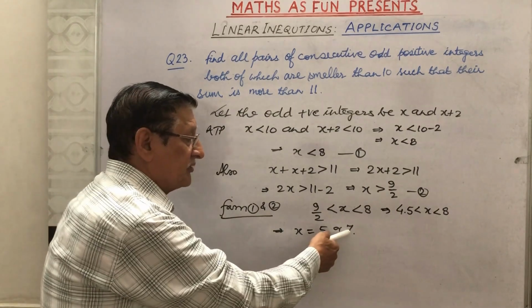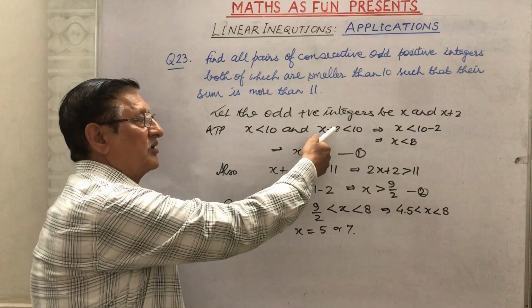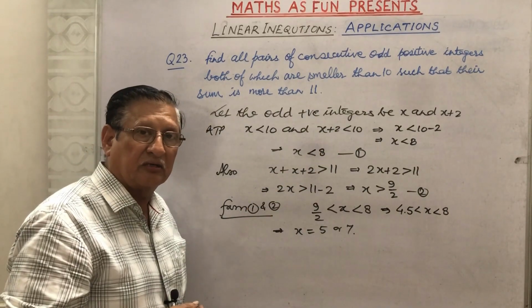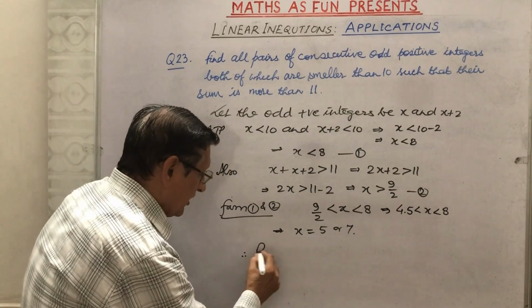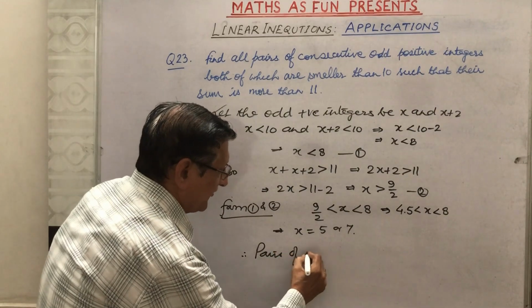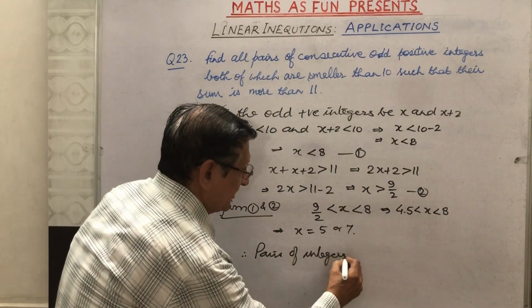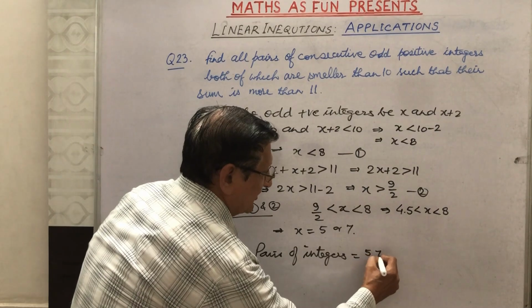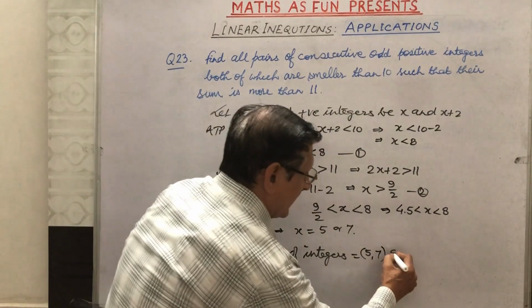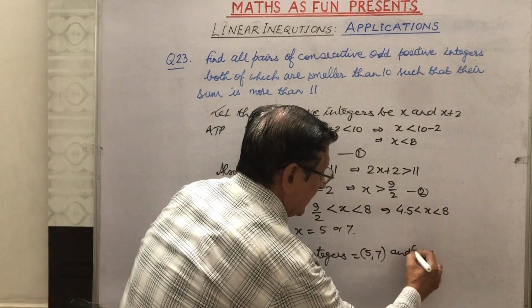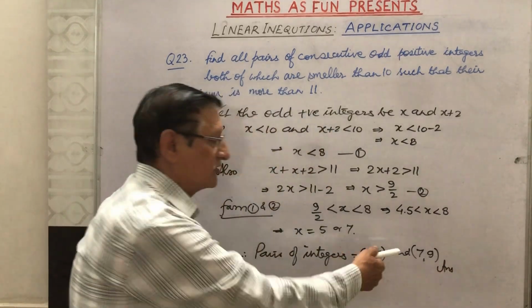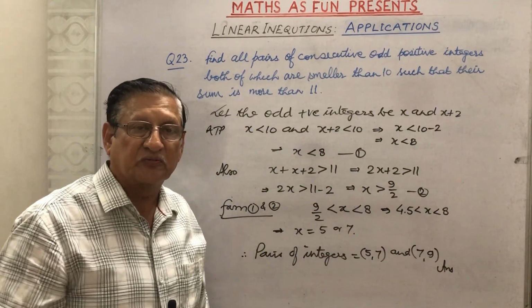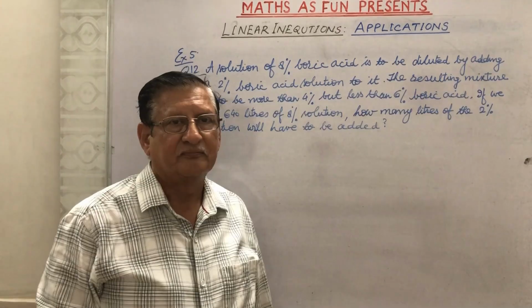And if we take the first number as 7, the second number here will be 7 plus 2, that is 9. And therefore, the pairs of integers which we need are 5 and 7, and 7 and 9. These are the two pairs we are getting for this particular problem.